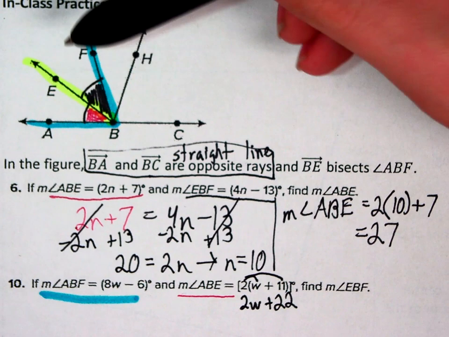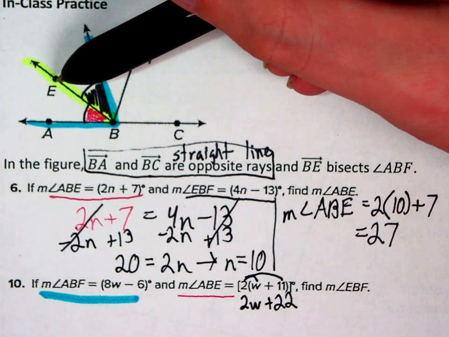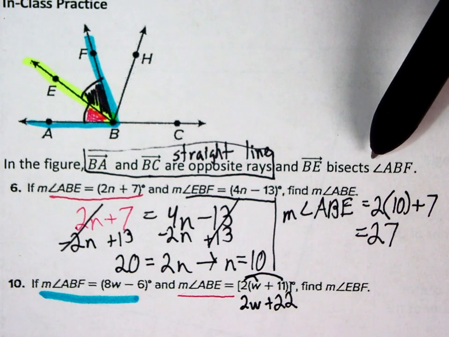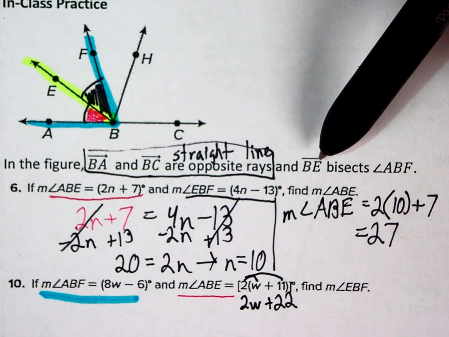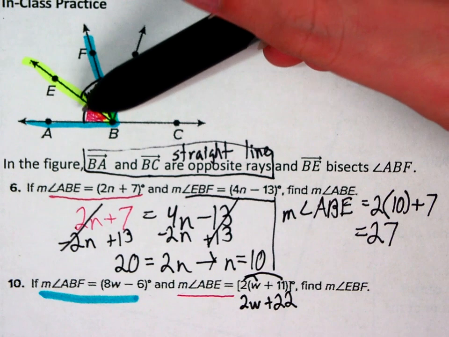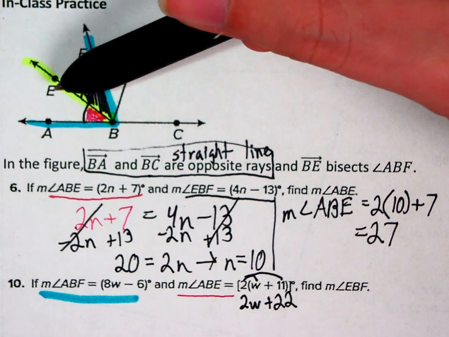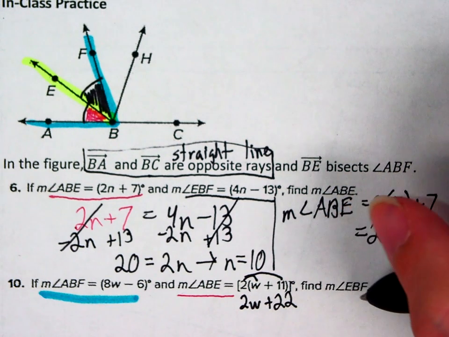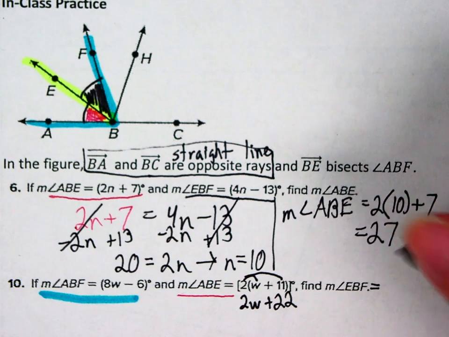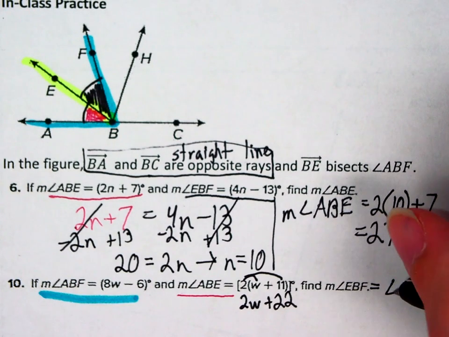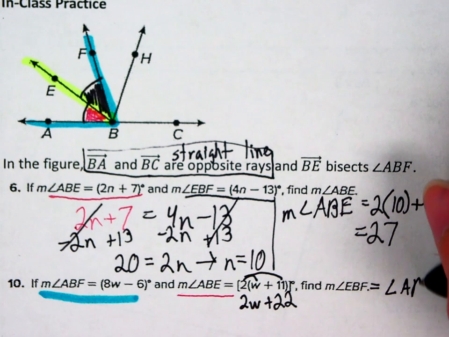Well, first off, let's just note ABE and EBF are supposed to be the same from the very beginning. BE, the ray, was bisecting angle ABF, meaning the two angles that were there were congruent. ABE is the same as EBF. So if we can find ABE, we can find EBF as well.